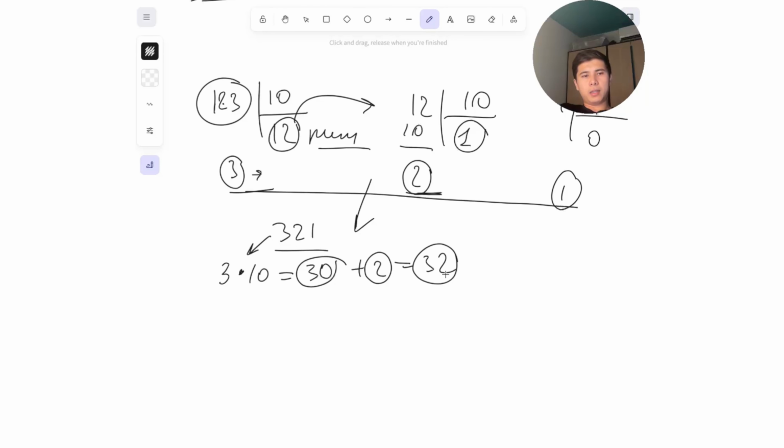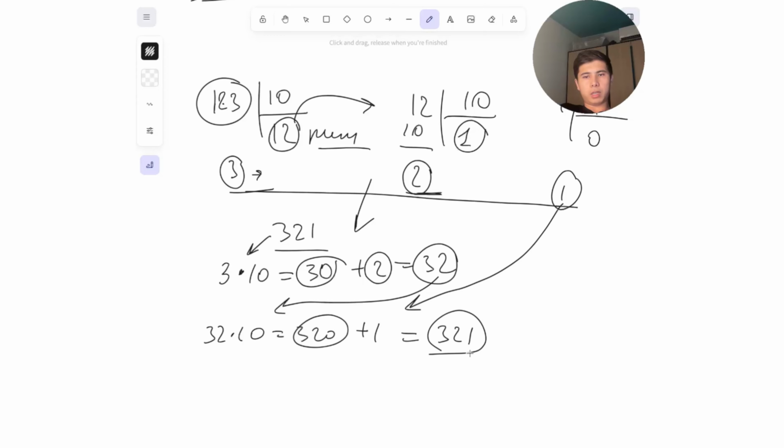Then we repeat the same process: 32 multiplied by 10 becomes 320, and we move the current result one position to the left. Again the last digit becomes 1, and then our total result becomes 321. The main idea is simple. We just need to repeat these steps till the result becomes 0, meaning the numerical quotient part becomes 0.